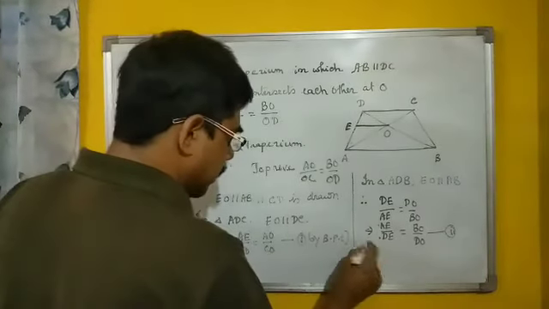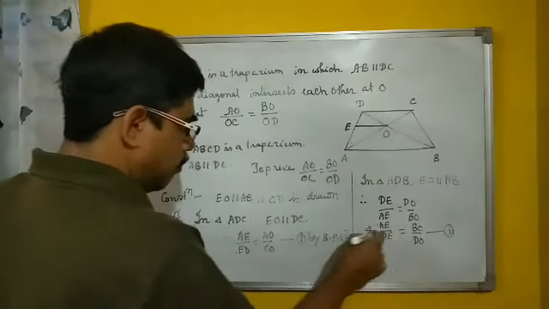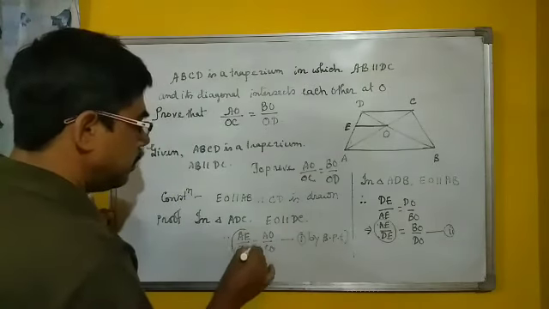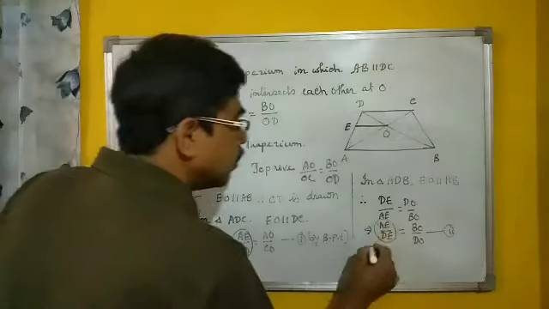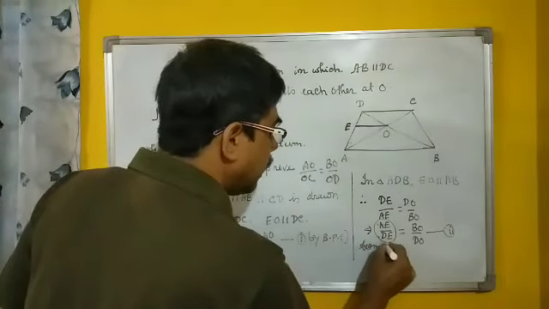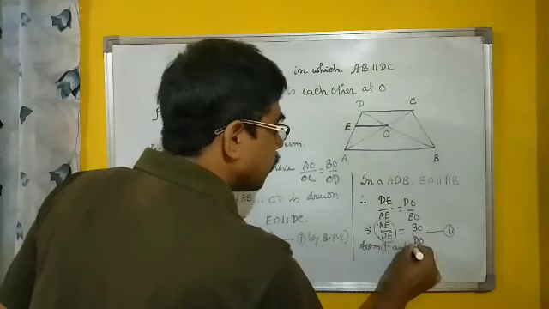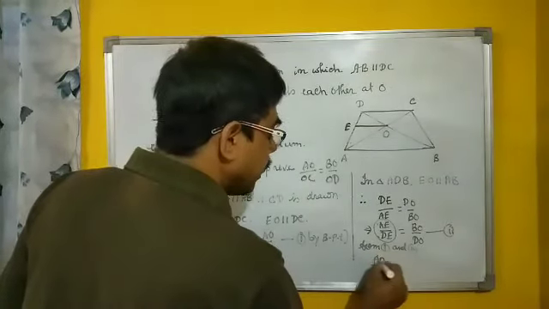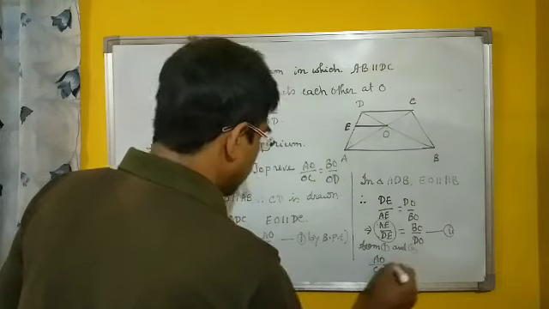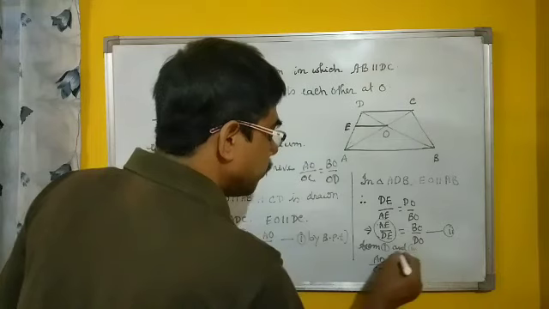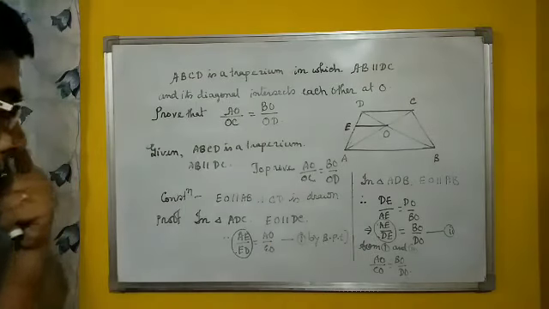From 1 and 2 what we can get? See here AE by ED, and here also AE by ED. So these two are equal. So from 1 and 2, what we can write is that AO by CO is equal to BO by DO. Understood? So write this one.